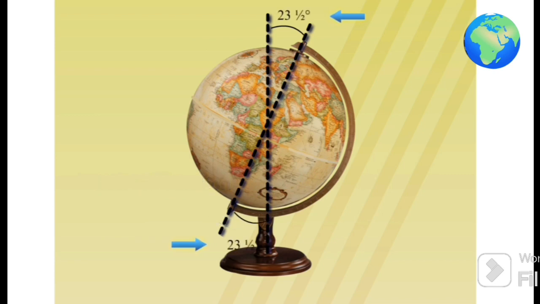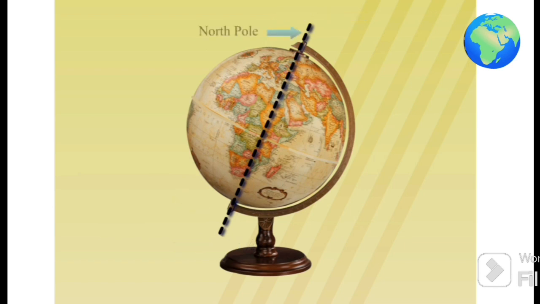The axis is tilted at an angle of 23.5 degrees from the vertical. The two ends of the axis are called the poles, the North Pole and the South Pole.